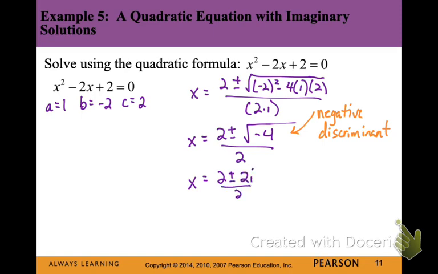So the square root of negative 4 is 2i. Now I can divide all of those terms by 2. So my final answer is 1 plus i and 1 minus i. Notice that's two imaginary or complex answers, and they are conjugates. Same terms, opposite sign.